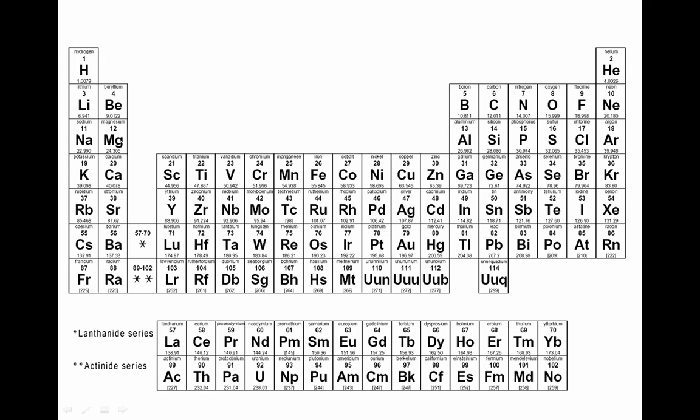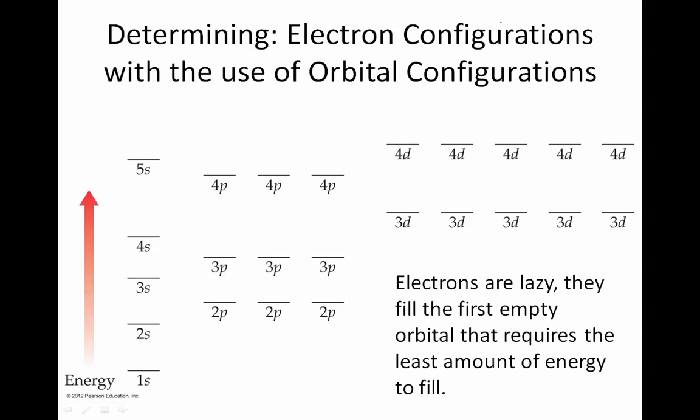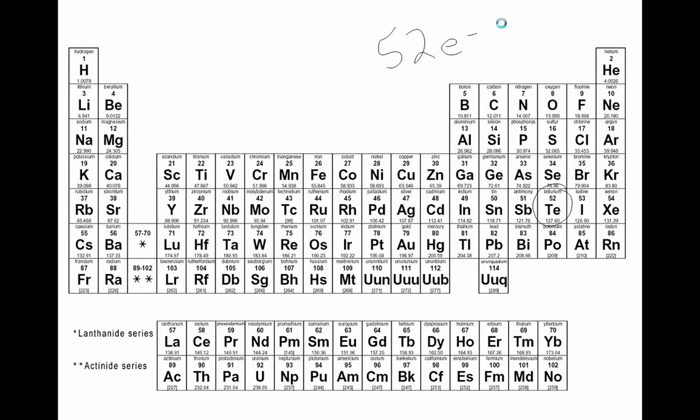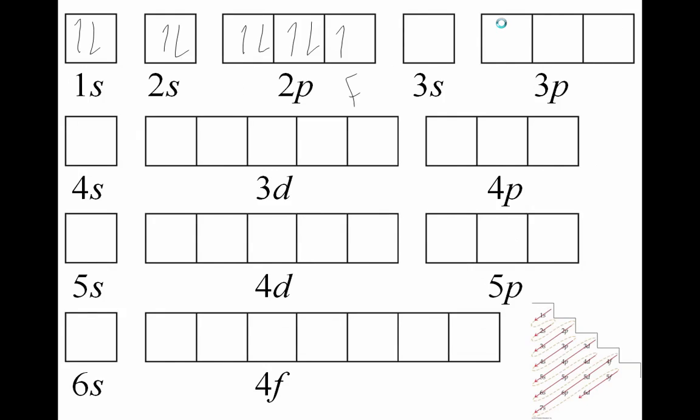Alright, I think I have room to do one more, so let's pick an even higher one. Tellurium. How many electrons? 52 electrons. Let's go back to one we haven't filled in yet. 52 electrons. It's going to take a while, but we can do it.